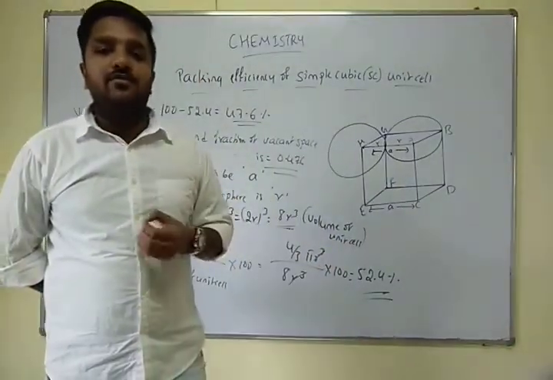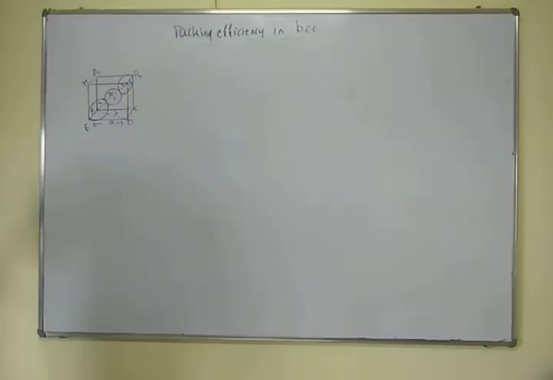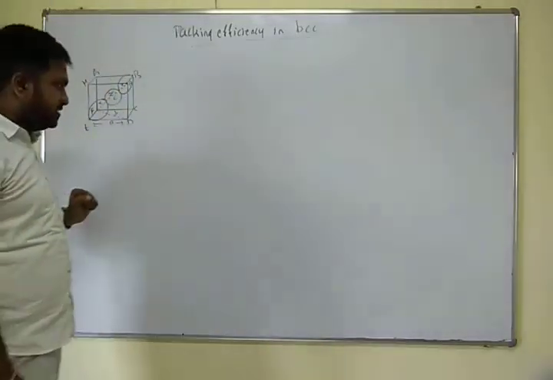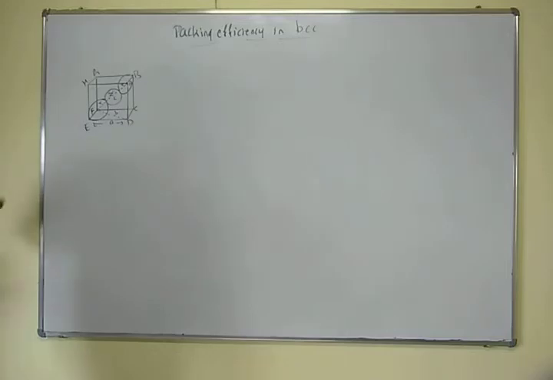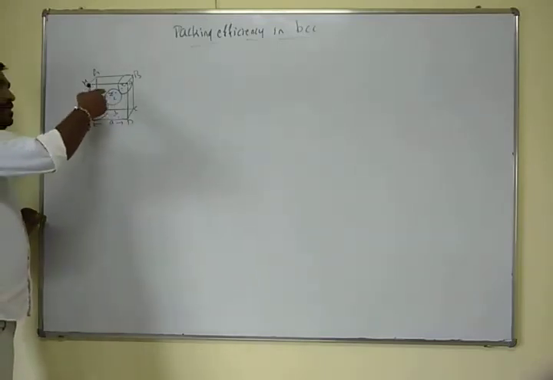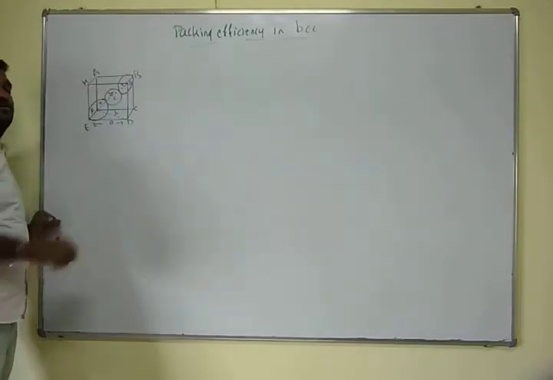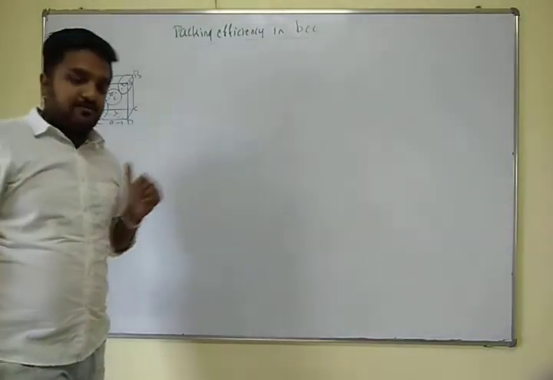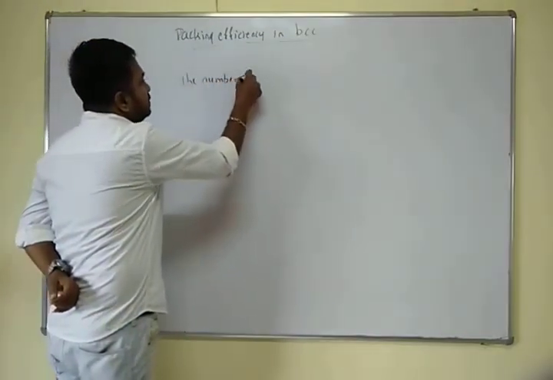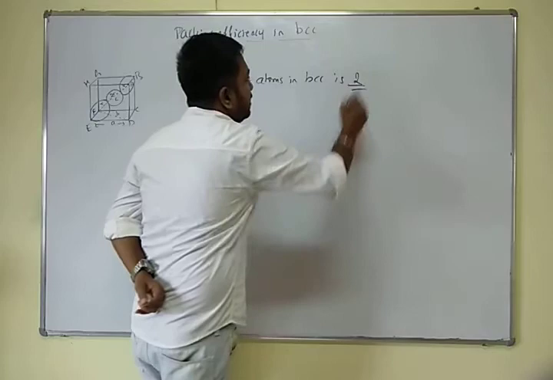Now let's focus on the packing efficiency of the body centered cubic crystal. Let us calculate the packing efficiency in BCC, that is body centered cubic structure. This is the simple representation of BCC. The constituent particles are present at the corners, and one constituent particle, which we are considering as a sphere, is present at the center of the body. Now let us calculate the packing efficiency for this structure. The number of atoms in BCC is 2. We have calculated it earlier.